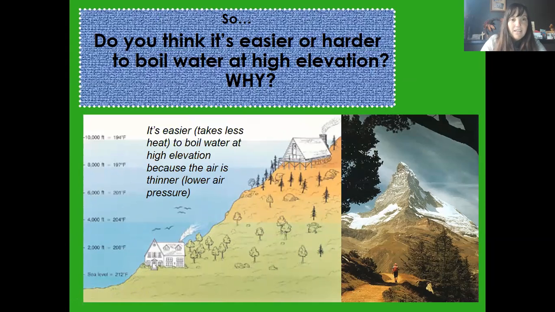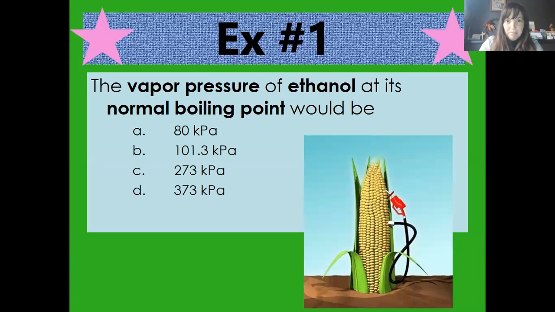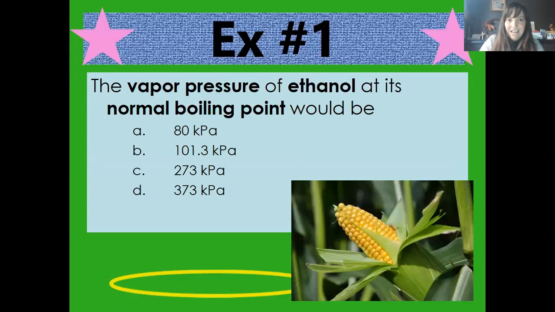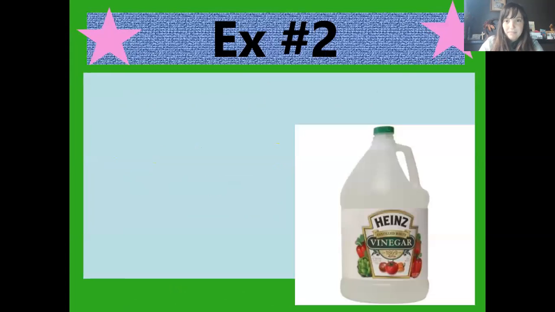All right, so let's take a look at some examples. Example 1, the vapor pressure of ethanol at its normal boiling point would be, let's look at our table H here. Here's ethanol, and it asks for the vapor pressure. It would be 101.3 kilopascals. And that's true for any substance, that the pressure at its normal boiling point is atmospheric pressure, 1 atmosphere.